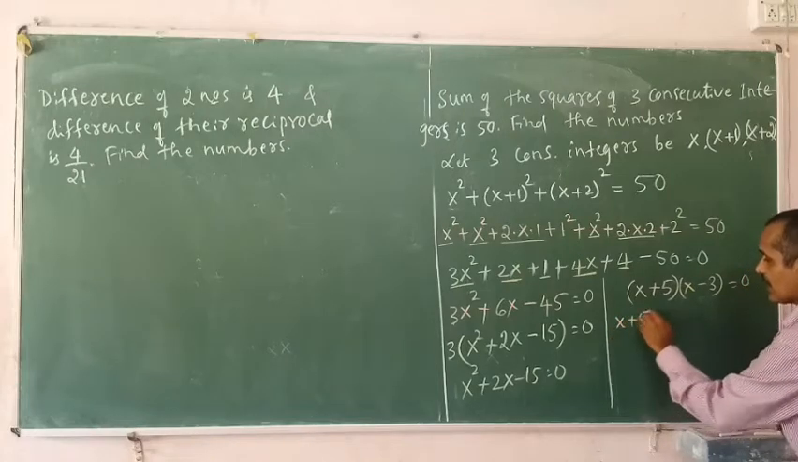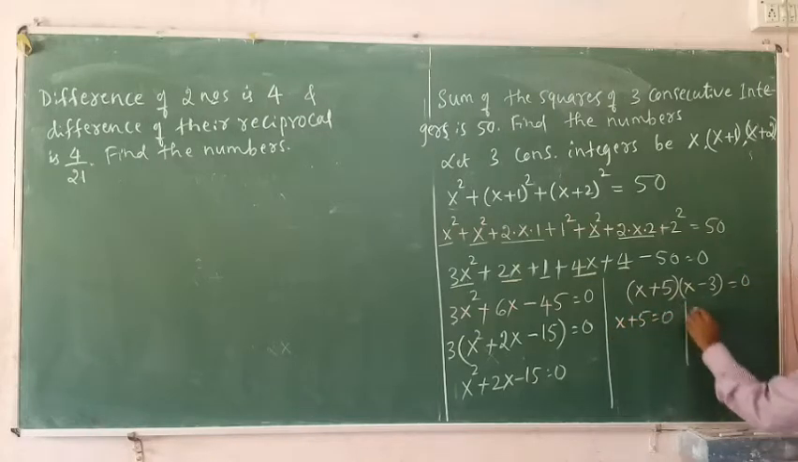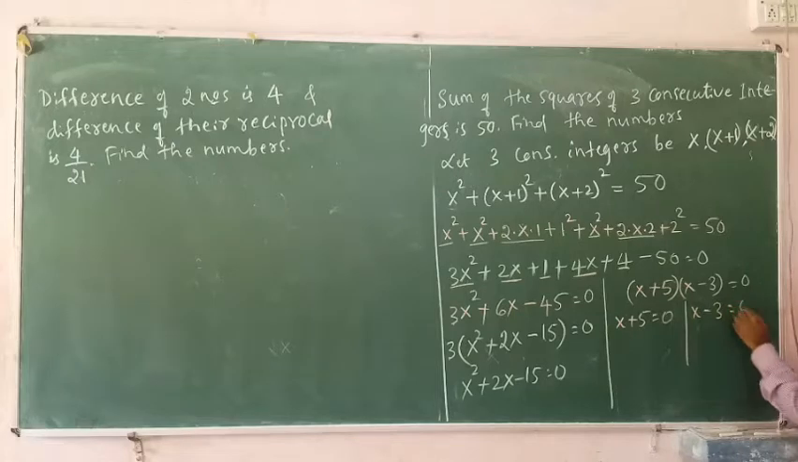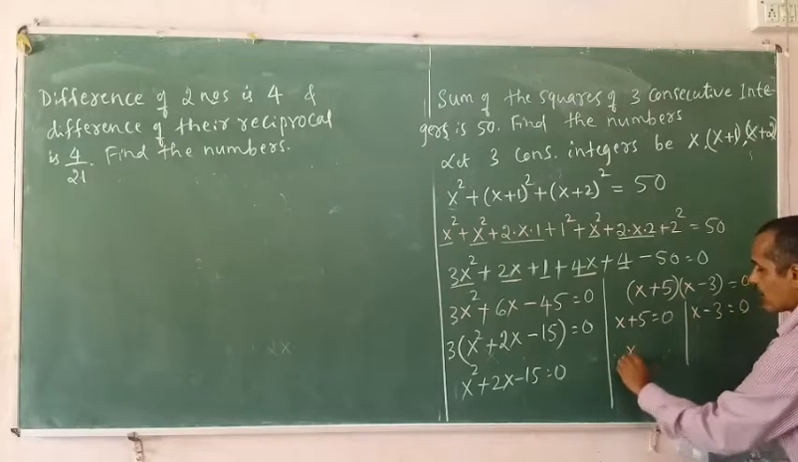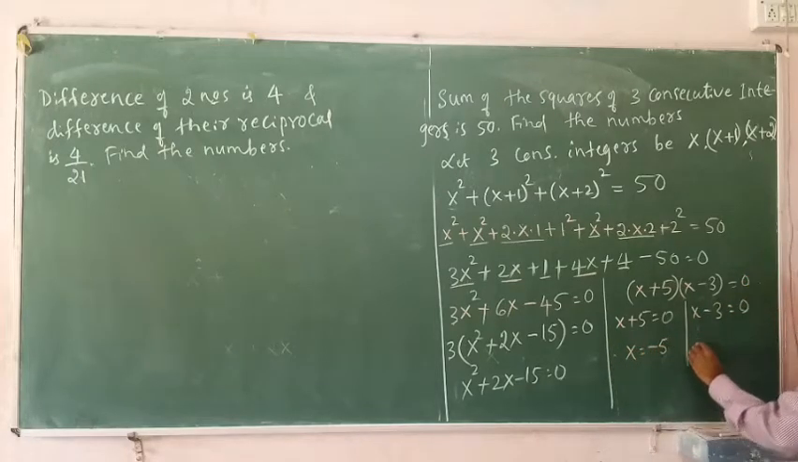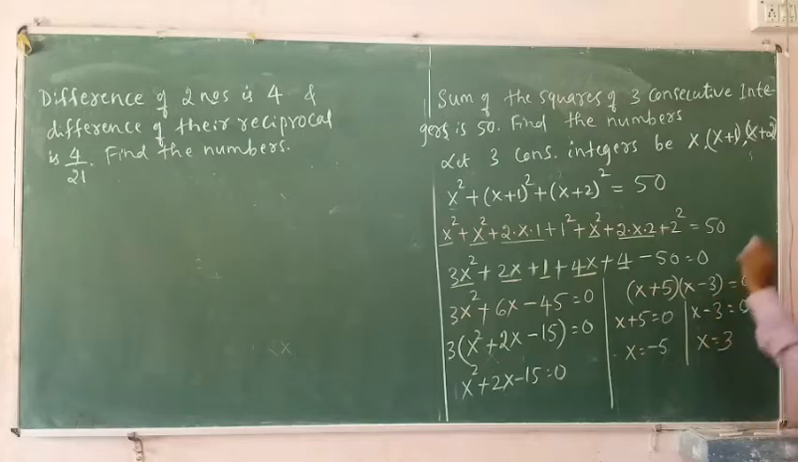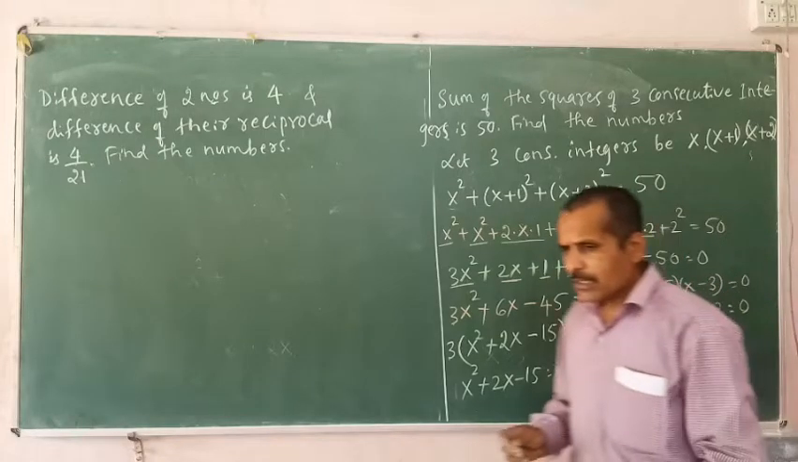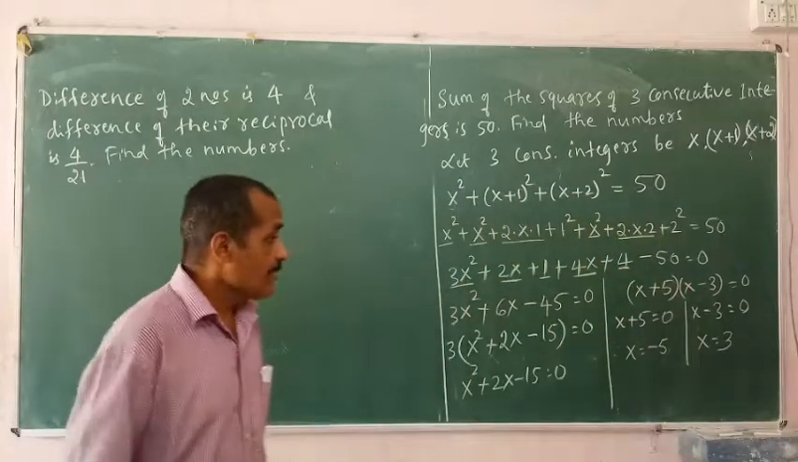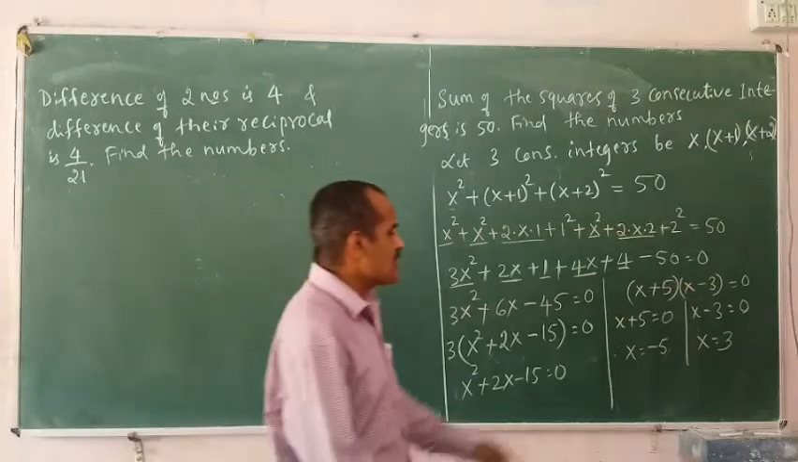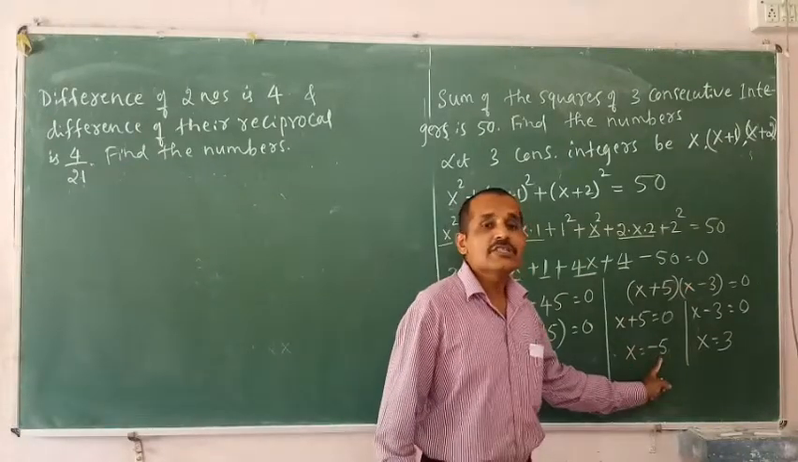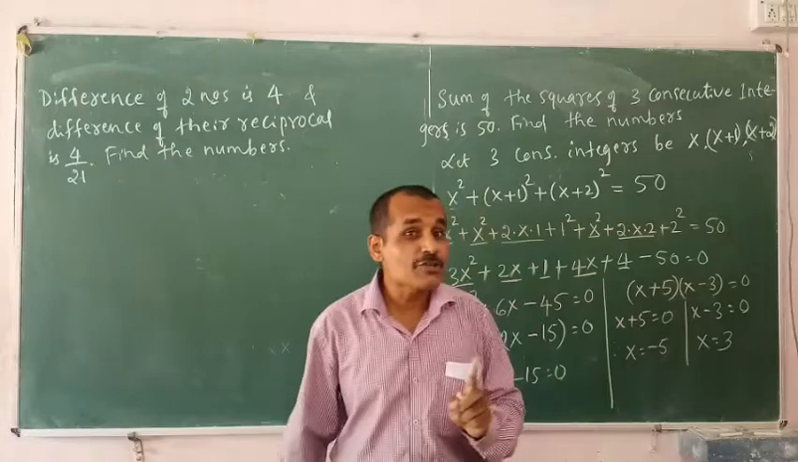x plus 5 is equals to 0. x minus 3 is equals to 0. Therefore, x is equals to minus 5 or x is equals to 3. How to write the final answer? See, in my earlier case, I have written outrightly this is rejected because it cannot be a natural number.